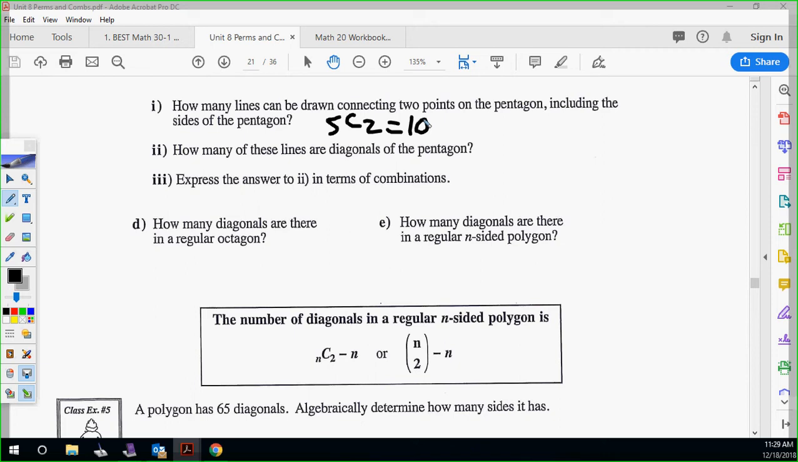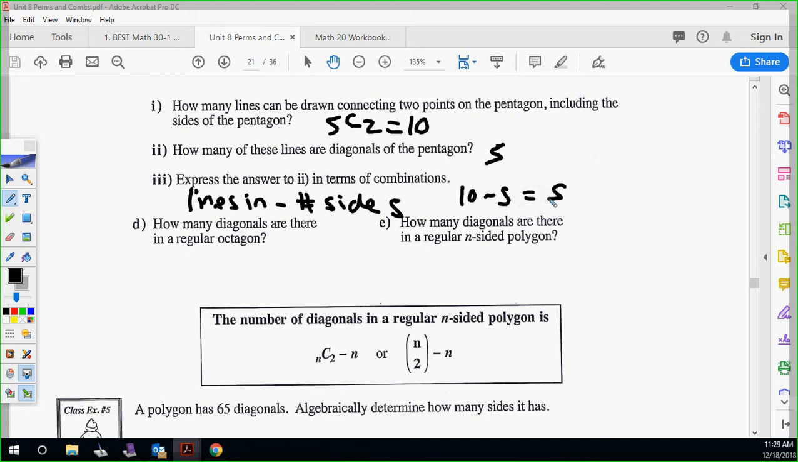How many of these lines are diagonals? So how many of them go straight across? That's half of them, because the other half is going to be going along the pentagon. So this would be 5. Lines in minus number of sides. So we have our lines in, which is 10, our number of sides, which is 5, because we won't count those sides. So 10 minus 5 is 5.